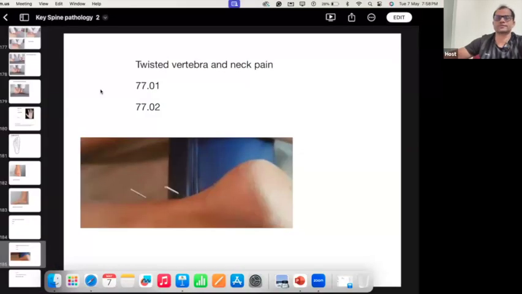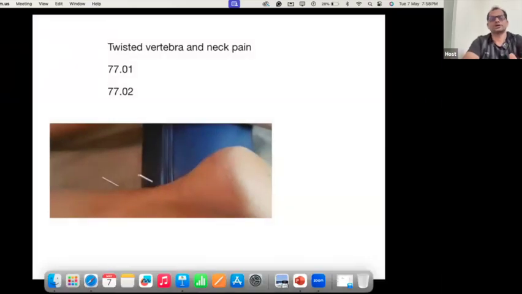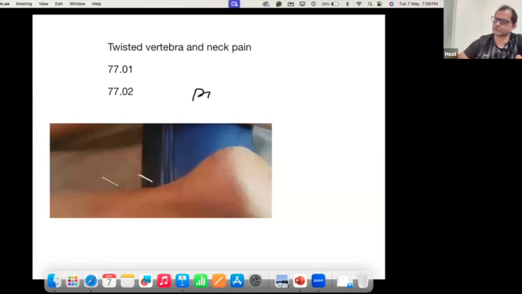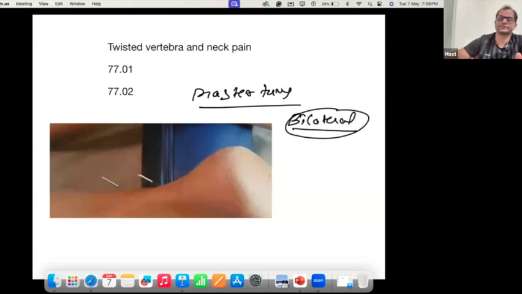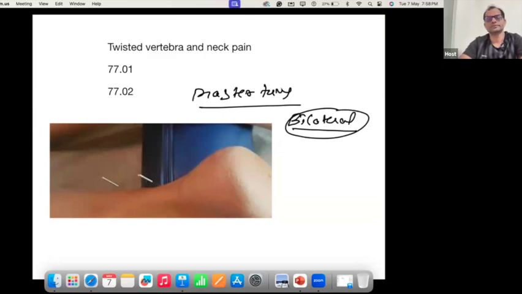Let's see here. So these are the 77.01 and the 77.02. This is the point given by the master Tung. You put the needle bilateral in both legs. बहुत ही इफेक्टिव पॉइंट है. आप दोनों पैर में लगा दो. 20 मिनट्स के बाद needle निकाल दो.